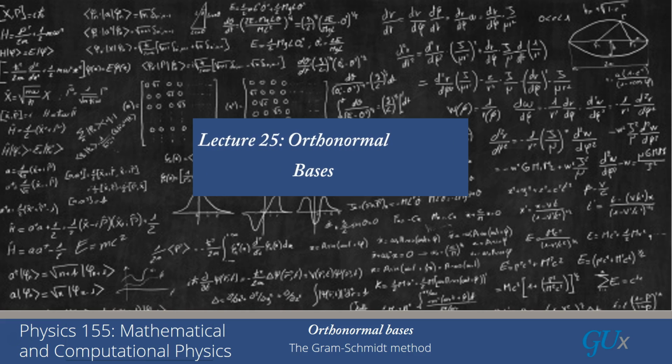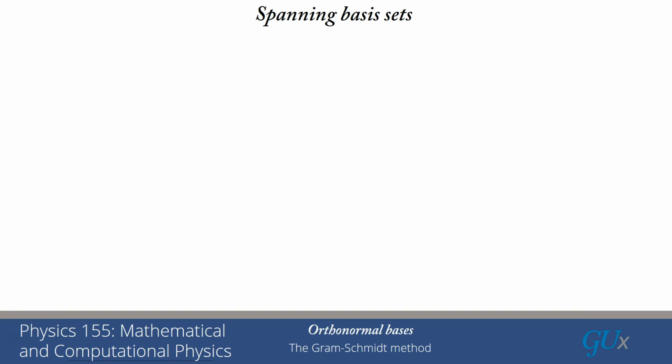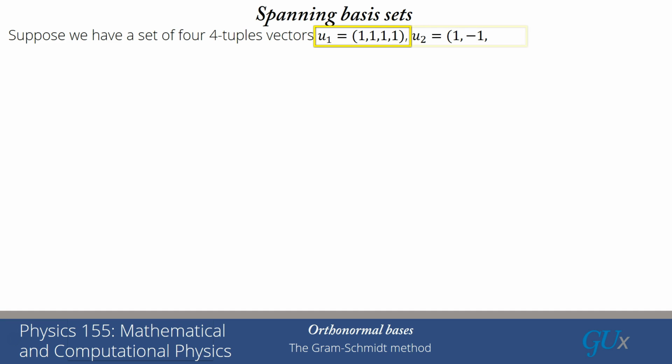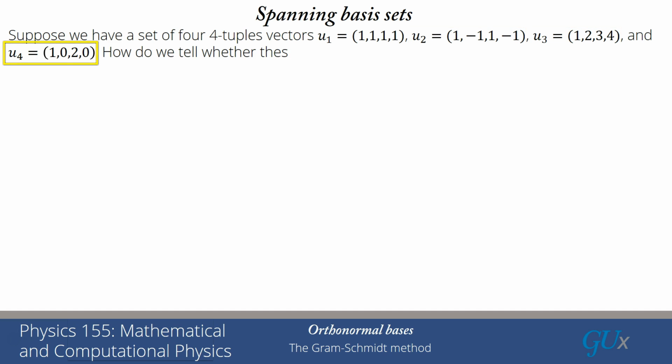Welcome to lecture 25, orthonormal bases and the Gram-Schmidt method. So we're going to take a look at some spanning basis sets. Suppose we have a set of four-tuple vectors. U1 is 1, 1, 1, 1. U2 is 1, minus 1, 1, minus 1. U3 is 1, 2, 3, 4. And U4 is 1, 0, 2, 0. How do we tell whether these vectors span R to the fourth?